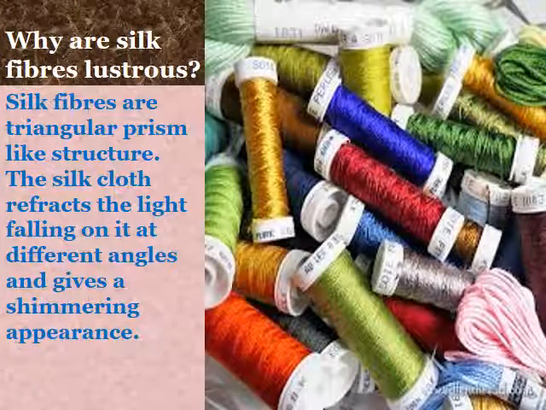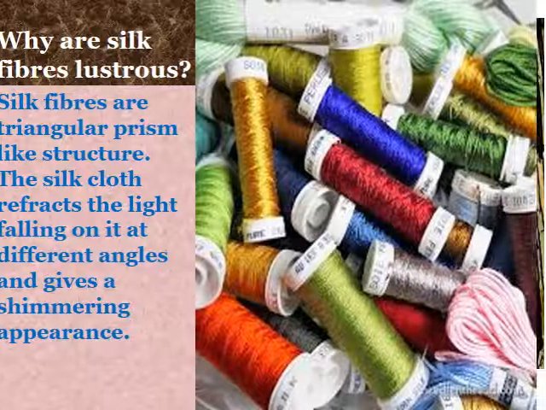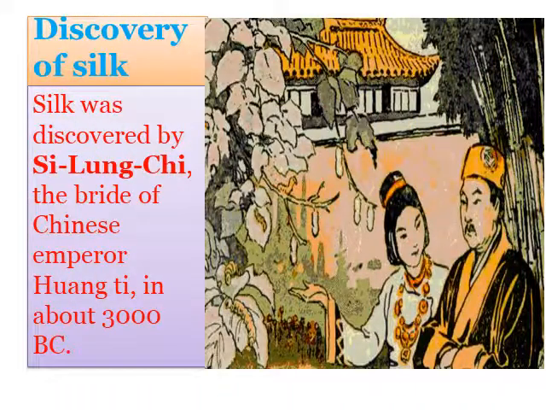Silk fibers are very costly because of their shimmering or lustrous appearance. Silk fibers have a triangular, prism-like structure. The silk cloth refracts the light falling on it at different angles and gives a shimmering appearance. Silk was first discovered and then developed in early China by Si Ling-chi, the bride of Chinese Emperor Huang Ti, in about 3000 BC.